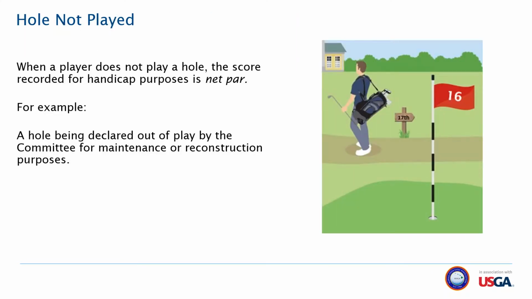Okay. So for holes not played, when a player does not play a hole, the score recorded for handicap purposes is net par. So for example, a hole being declared out of play by the committee or for maintenance or reconstruction purposes, the player would post a net par for that hole. And this procedure for posting a score for a hole not played really remains the same. It's just the name is changing from par plus, which is now called net par.